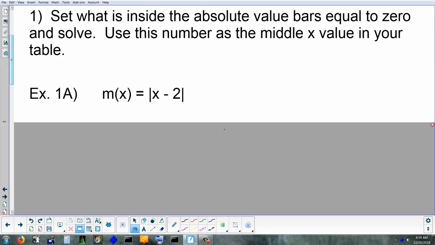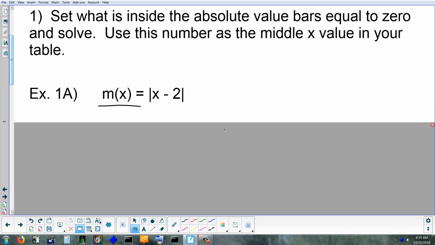So like I said, for this example, we're going to go through step by step. You guys have this written there. You just have to fill in what the absolute value is. For our first step, we want to take what's inside the absolute value bar and set it equal to 0. So how am I going to do that? What am I going to write? Take what's inside the absolute value bar and make it equal to 0.